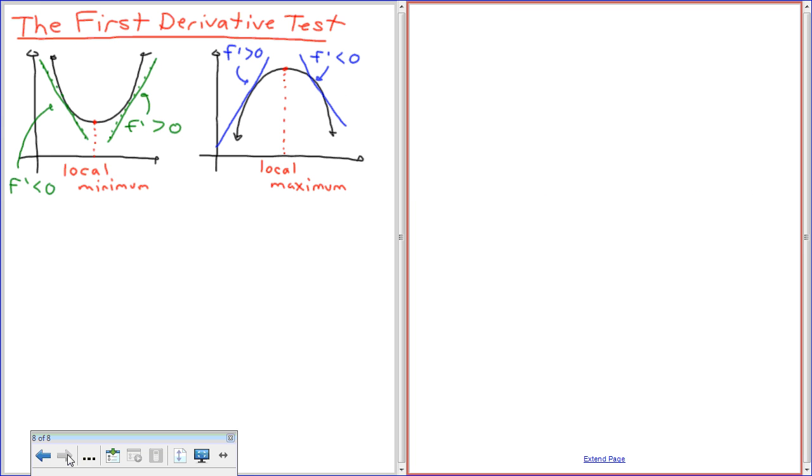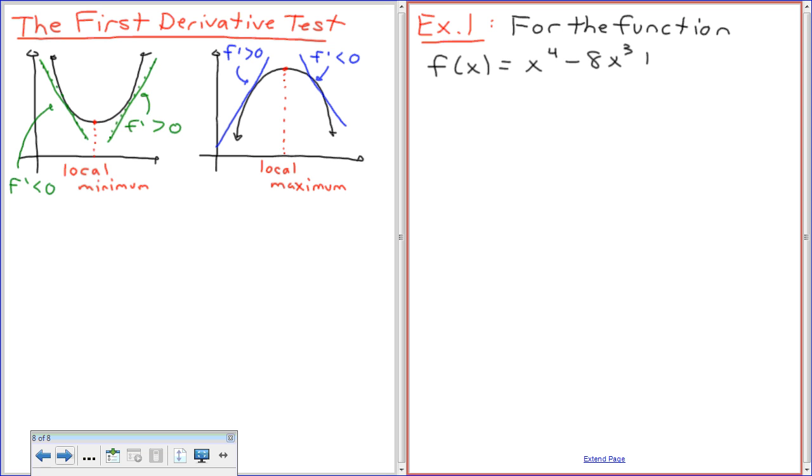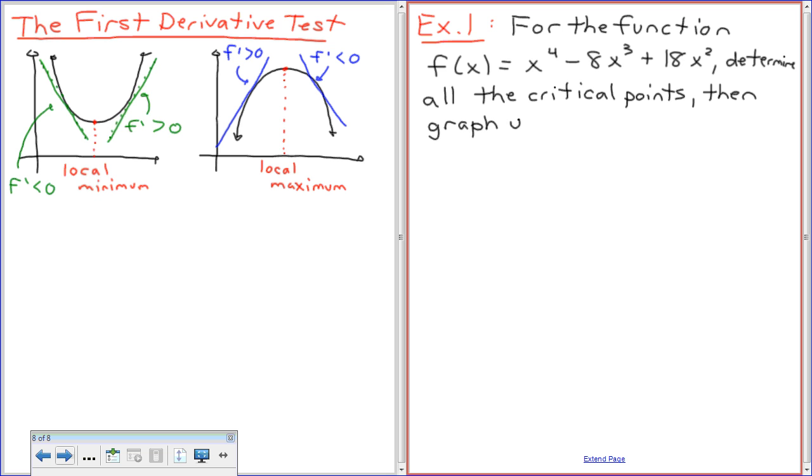Sample 1. We're going to say for the function f of x equals x to the 4th minus 8x cubed plus 18x squared, determine all the critical points, then graph using an interval chart.